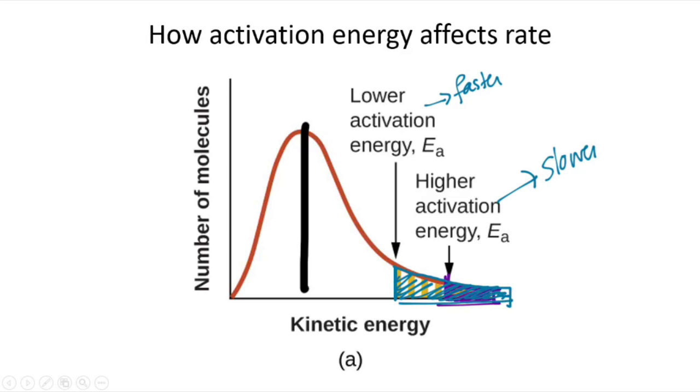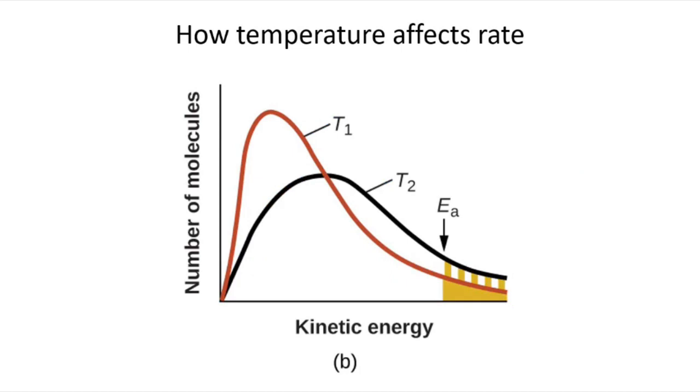And we can represent that using this distribution of the number of molecules. So let's think about this graph. Here we have distributions of molecules at two different temperatures. Which of these temperatures is higher? The higher temperature is temperature 2. So temperature 2 is greater than temperature 1. How do we know that?